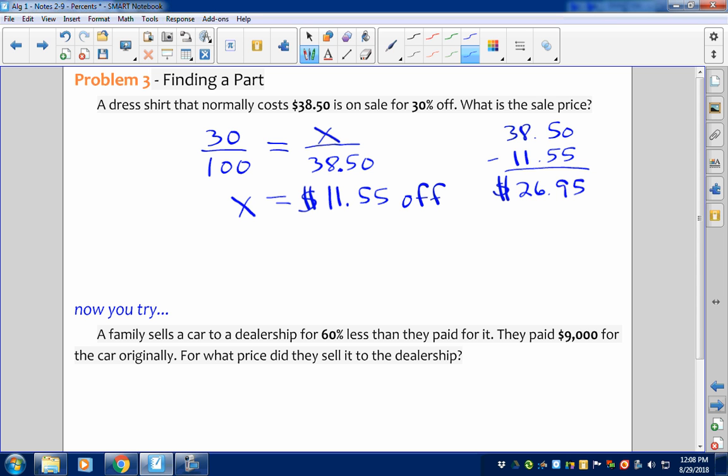So that's doing it using proportions. There's a more efficient way. Anybody catch that? If it's 30% off, what percent do I have to pay? 70. So another way to do it using the formula would be 0.70 times 38.50. And what do you get when you do 0.70 times 38.50?